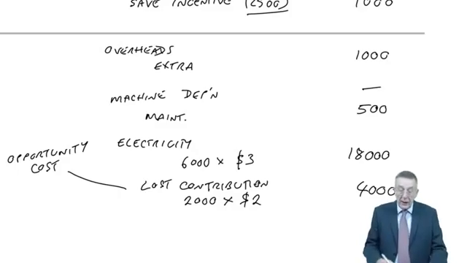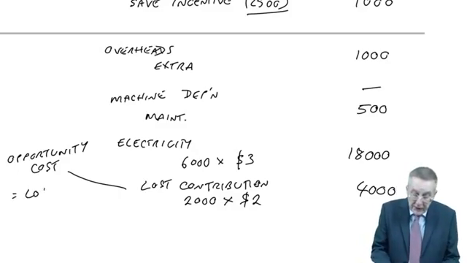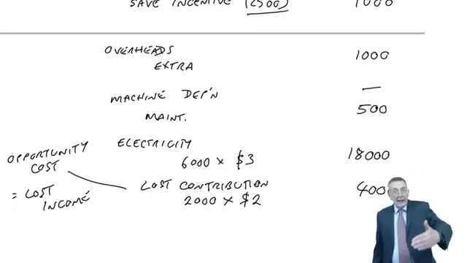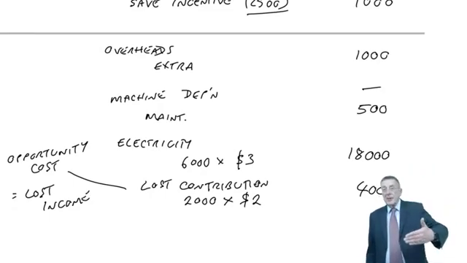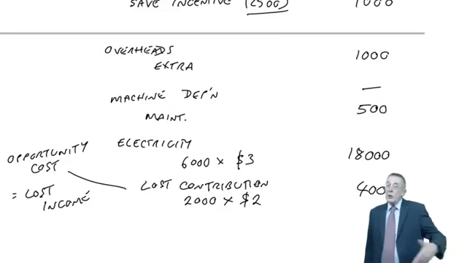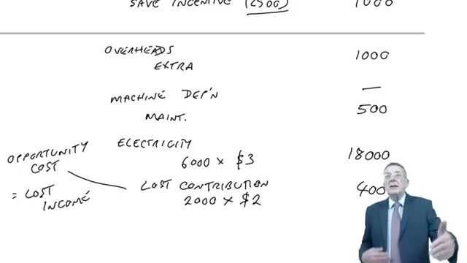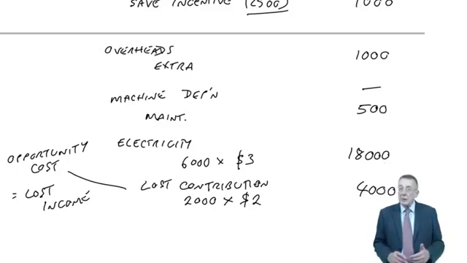An opportunity cost refers to lost income. So in this sort of question, you've either got direct costs where you're actually spending extra money, or you've got opportunity costs where you're not spending, but you're losing income that you would otherwise have earned.